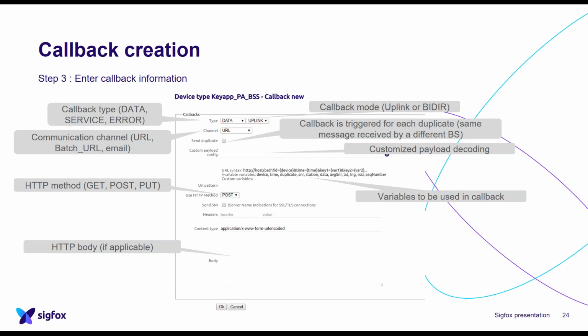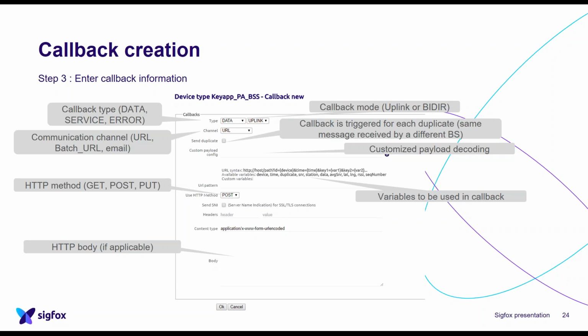Then you might have a custom payload config. It's just a raw parsing of your payload. Usually when you are using a platform, you won't use this one because the grammar is quite poor.